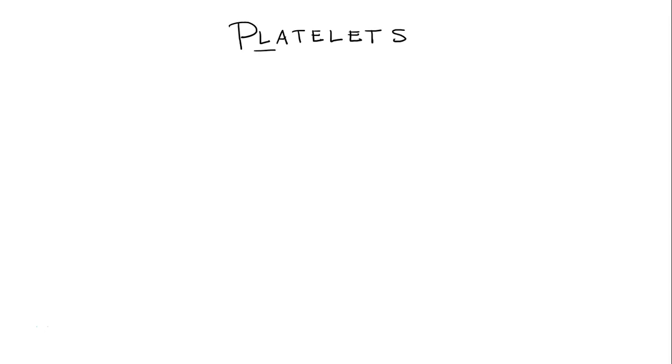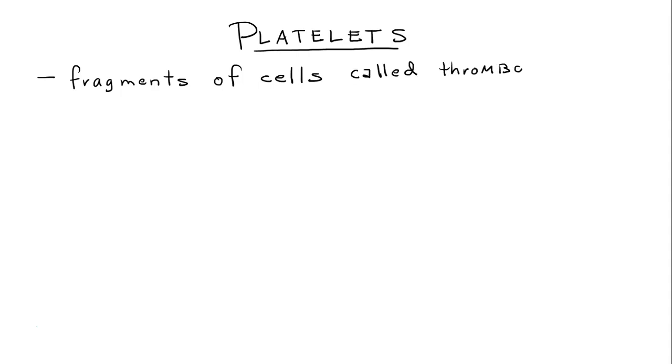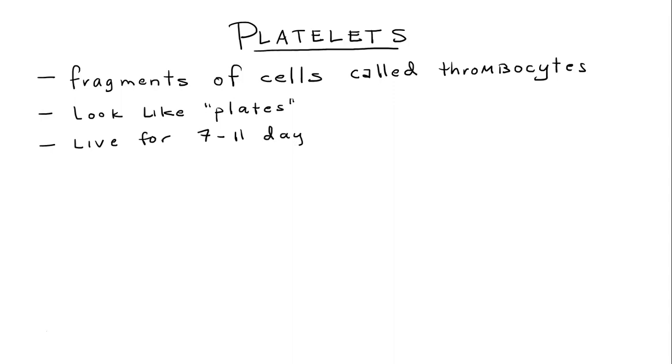Another component of blood is called the platelets. Platelets are interesting because they're actually fragments of thrombocytes. These thrombocytes are cells, and along their development the cells become fragmented into cell parts that look like plates, hence the term platelets, or little plates. They only live for 7 to 11 days. They're very short-lived, and that's because their requirement is for blood clotting.